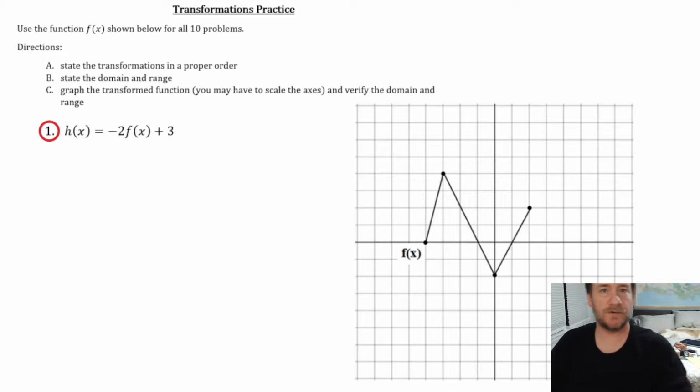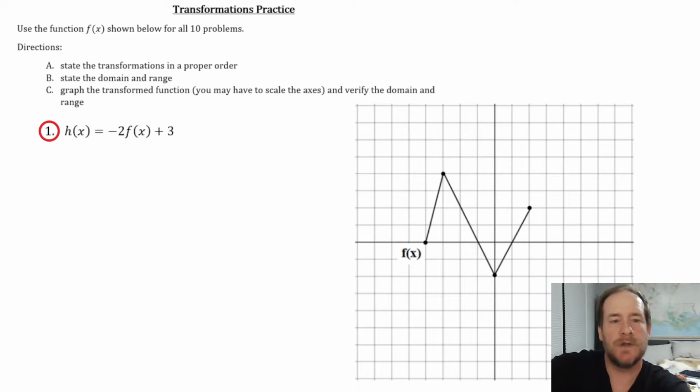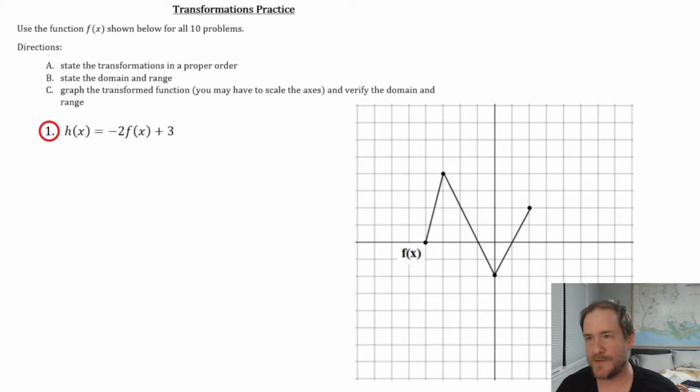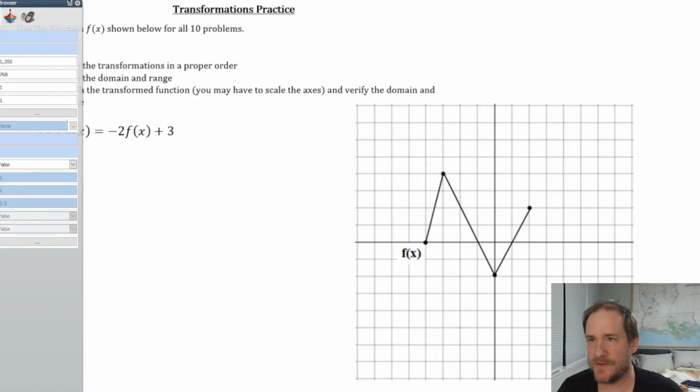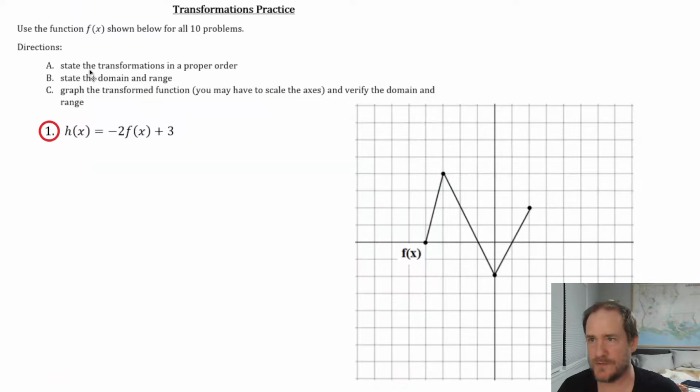I received a request to go over these problems with the transformations. So you've got to do three things here. You've got to state the transformations in a proper order, state the domain and range, and then actually graph the transformed function. Yeah, so we can do that. That doesn't seem so hard.